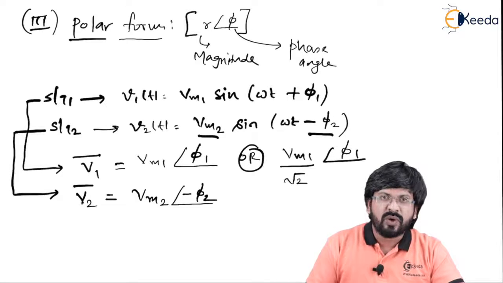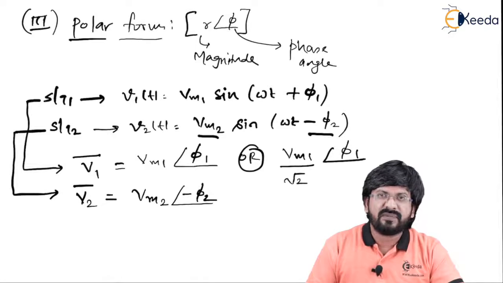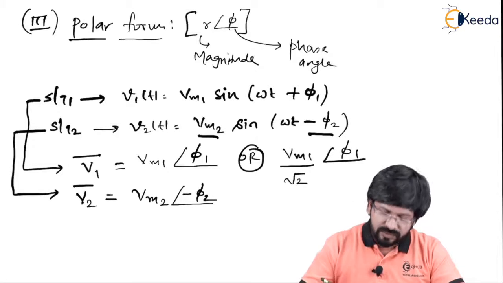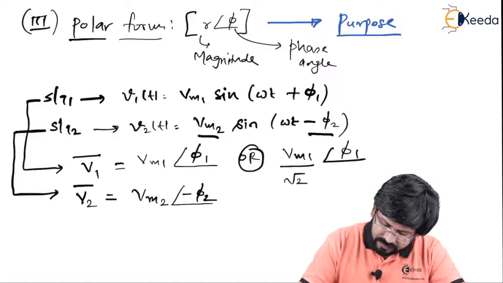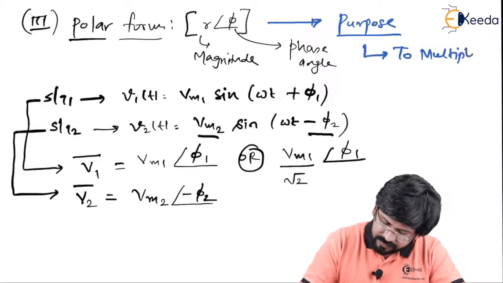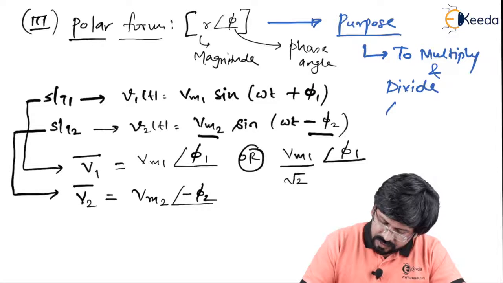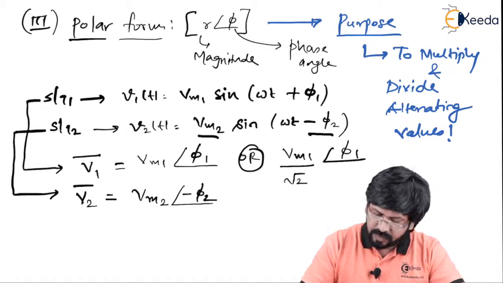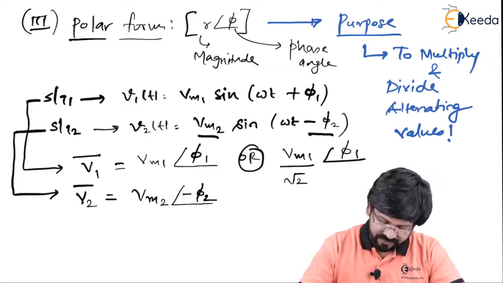Finally, what was the purpose? The purpose is, when you have to multiply or divide, polar form becomes quite easier. We will see how. So the purpose should be very clear: to multiply and divide alternating values. But how do we do that? Let's see. Let's recall V1 vector and V2 vector in polar form.